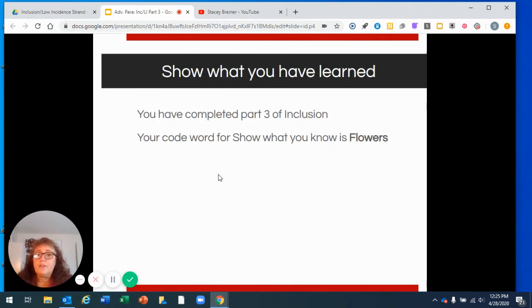All right, you have completed part 3 of inclusion, effective instruction. Your code word for show what you know is flowers. Make sure you remember it's a capital F and it is plural. So flowers is your code word for this section.